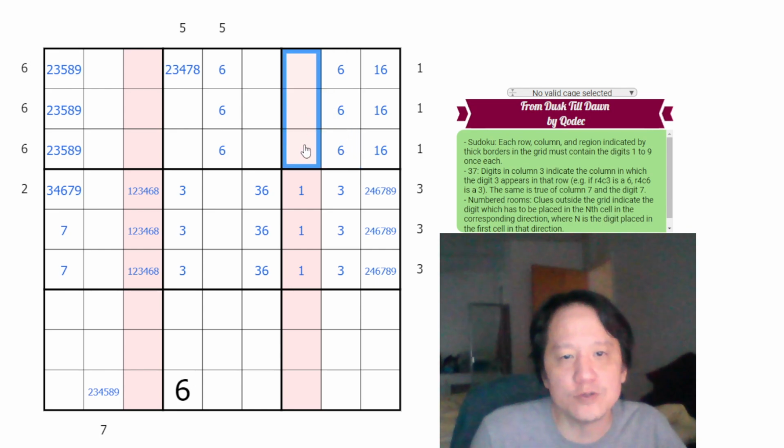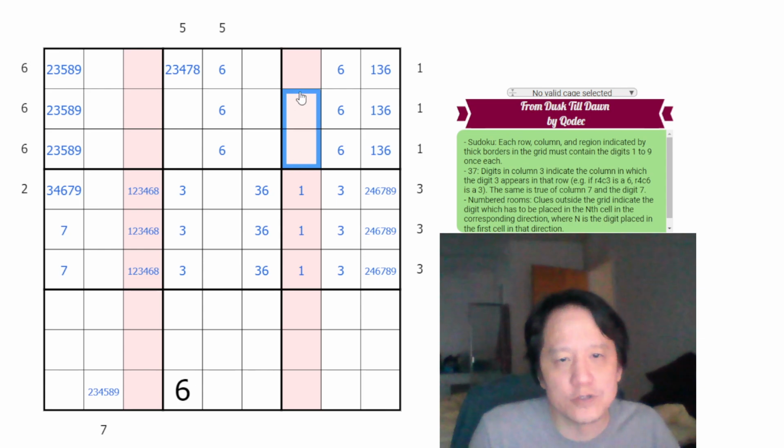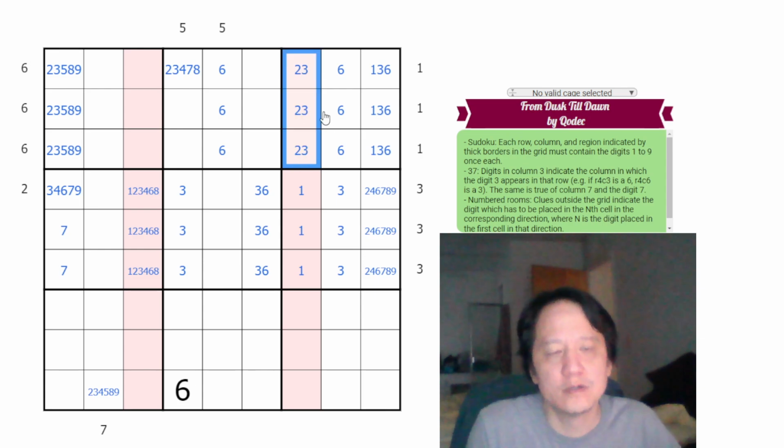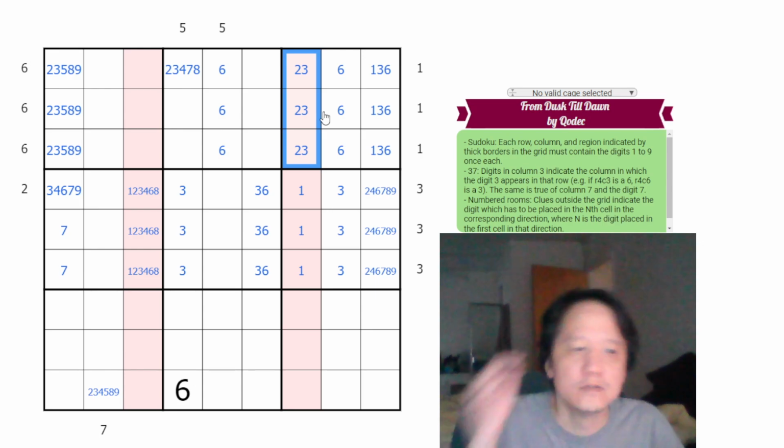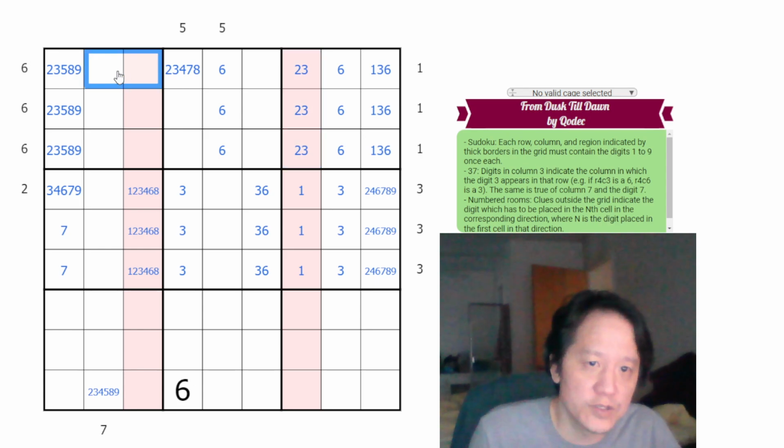So 1 from 2 or 3. This is 1. So we know this has to have 1 from 1, 2, or 3. We don't know which one it is. It could be 1, 2, or 3. But it can't be 2, we know. So this is from 2 or 3. So the 6 is from 2 or 3. The 7 is from 2 or 3.